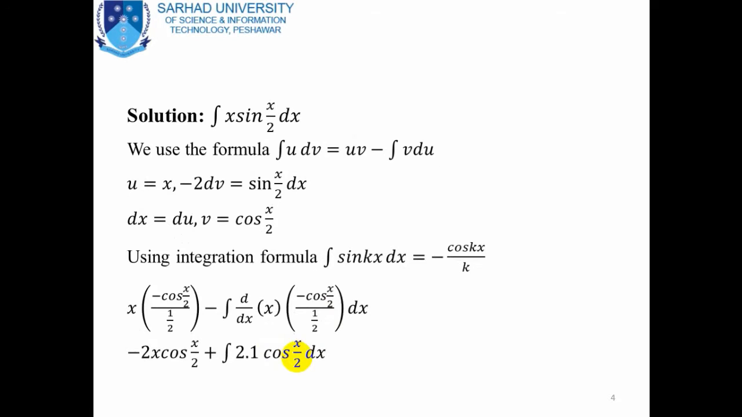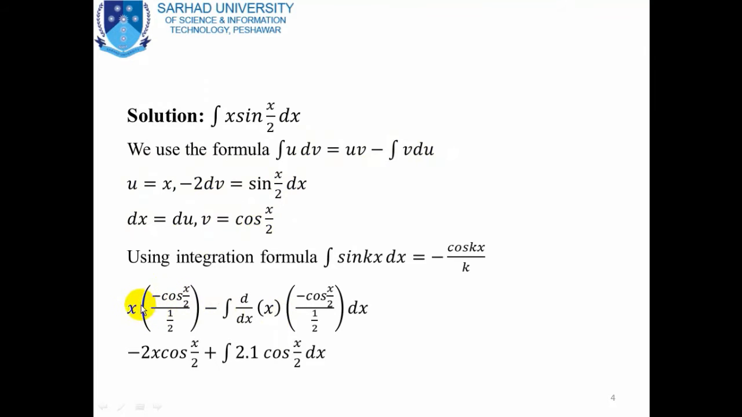Like you see over here, suppose in this formula the first function is taken as it is, using the formula integration of u into dv is equal to u into v minus integration of v into du. So u is equal to x, and du is equal to dx, and dv is equal to sine x by 2 into dx, so v is equal to minus 2 cos x by 2. In simple words, dear students, note that this is very easy for you.